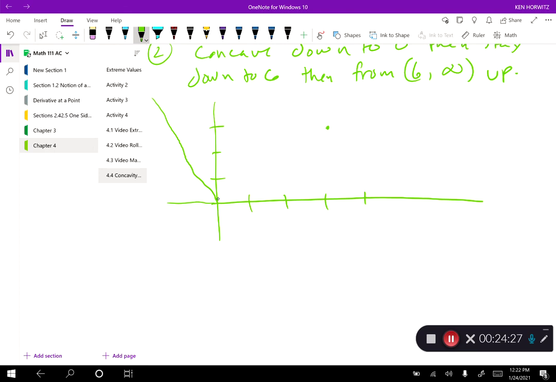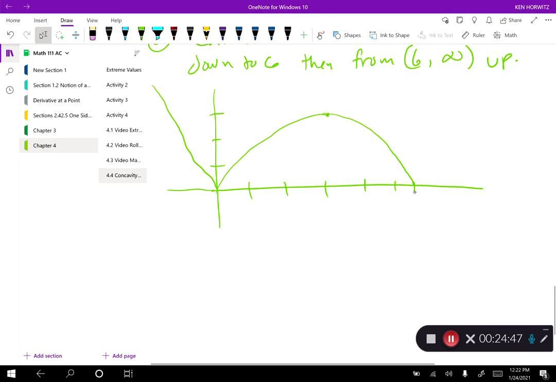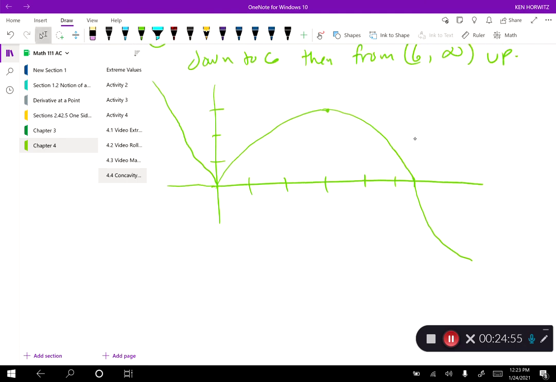Now remember, I've got to be concave down all the way to 6. And then at 6, it's still decreasing, but concave up. So my graph is going to look something like this. Again, you're not going to get an exact graph. You're just going to do an estimate. All I'm looking for is a good sketch. I want your picture to look very similar to my picture.